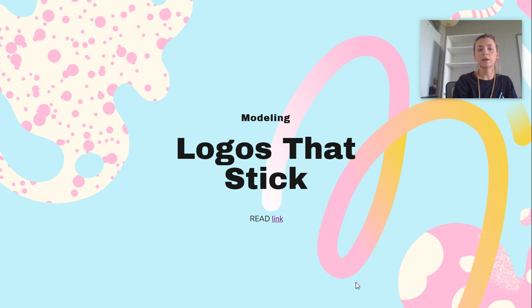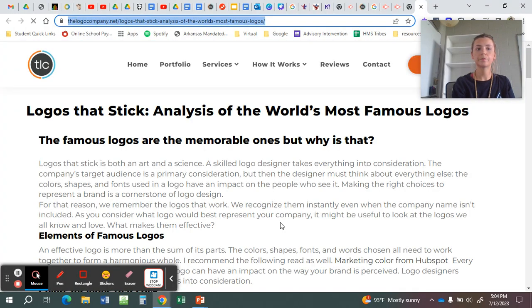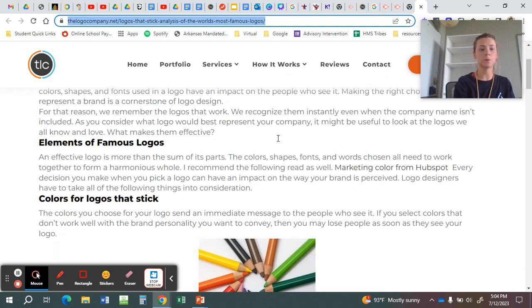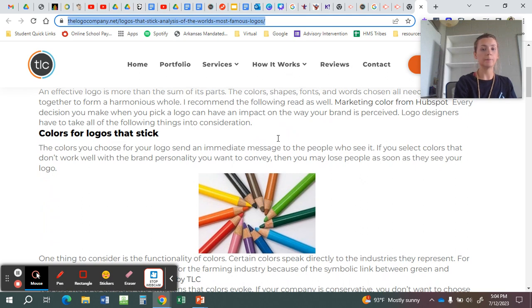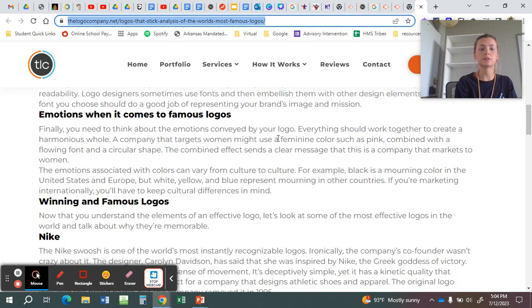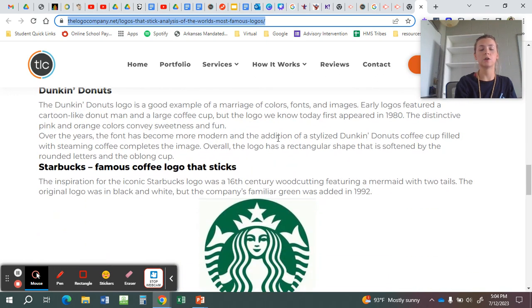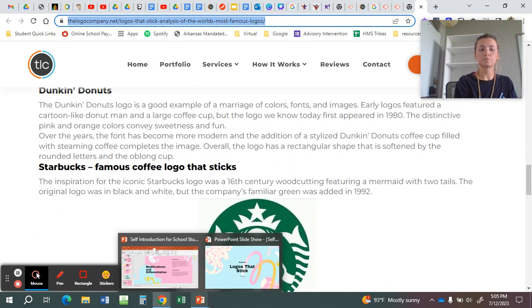To model the lesson, students will read an article called Logos That Stick. So if they're doing this on their own, they would follow this link, and it takes them to an article here. Logos That Stick, analysis of the world's most famous logos. So it gives them some basic information about why they are important, why they are memorable, colors that make them stick, shapes, fonts, emotions, and then it walks them through a variety of famous logos and gives them information on those.